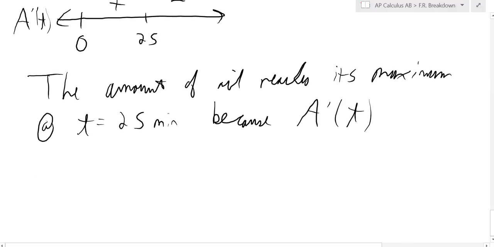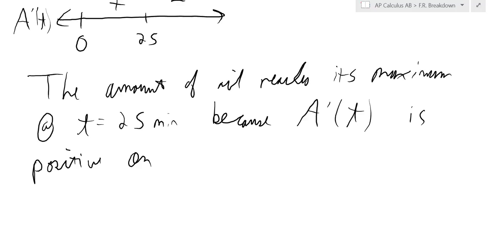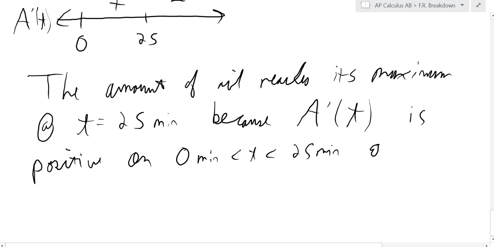So because A prime of t is positive, you don't just want to say that it changes sign at 25. You want to say that it's positive the entire time, which means there's no other possibility for there to be a maximum. So it's positive on the interval 0 minutes less than t to 25 minutes, and negative on the interval t greater than 25 minutes, that goes to infinity, so you're going to say that.